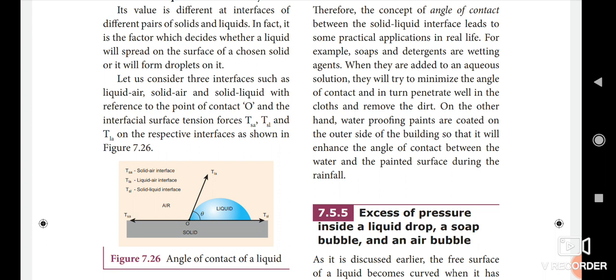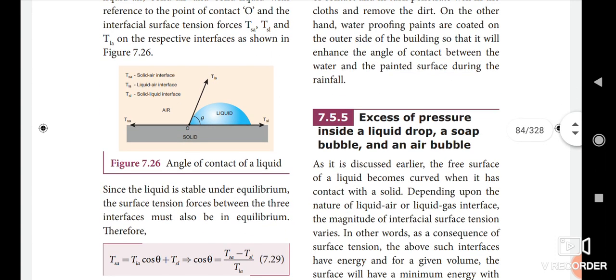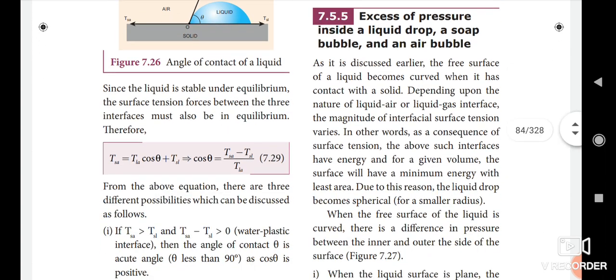Okay, have you all understood? So two practical applications are there. One is soap and detergent and another one is waterproofing paints. Okay, next we see about the excess of pressure inside a liquid drop, a soap bubble and an air bubble.